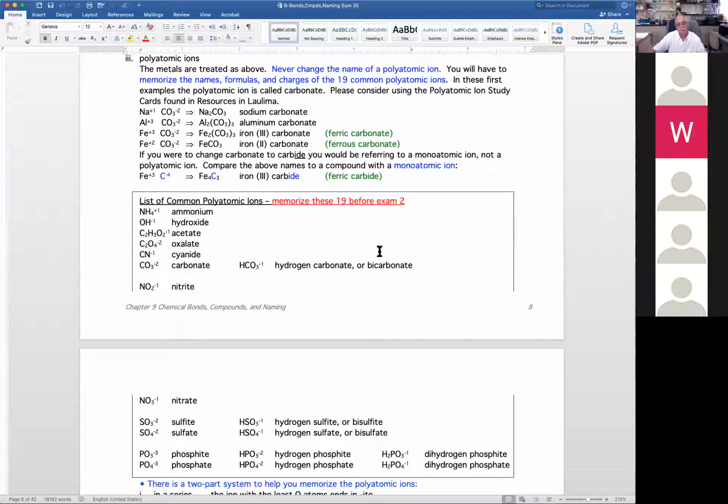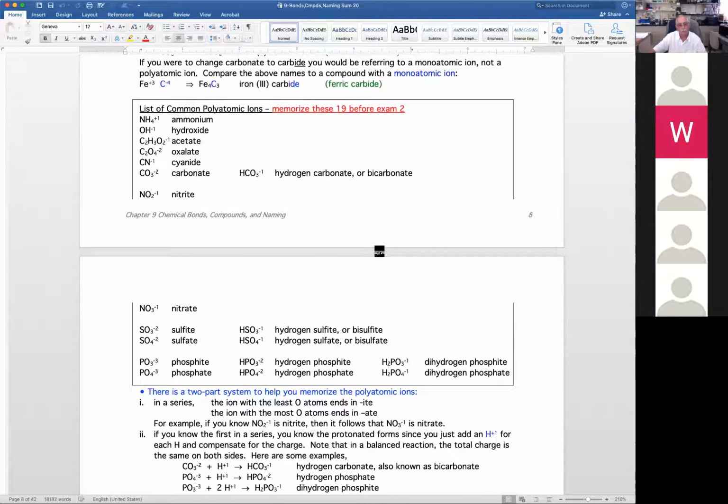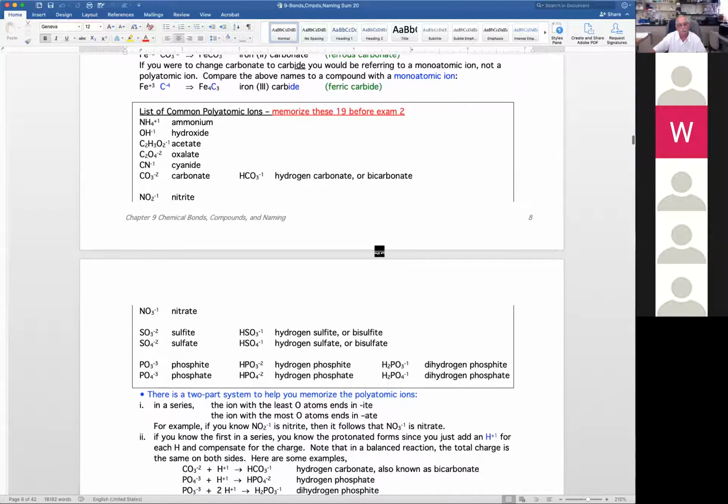So there's 19 of them. I gave you a couple of ways to help you memorize them. And just because they're in this chapter doesn't mean they're not going to be in other chapters. These things are all the way into the second semester of biochemistry, which is biochemistry 341. It's everywhere.